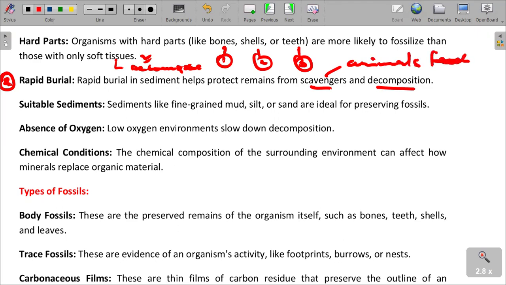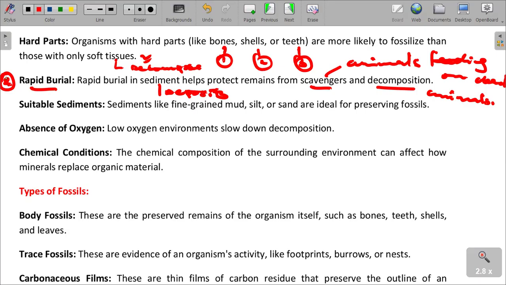Animals feeding on dead animals. So what happens is rapid burial, with sediments, we are saying deposits. These are deposits that can bury and protect the remains from scavengers and also decomposition, meaning decomposition cannot take place because they are piled over by the sand, the soils, and the mud that is covering them.